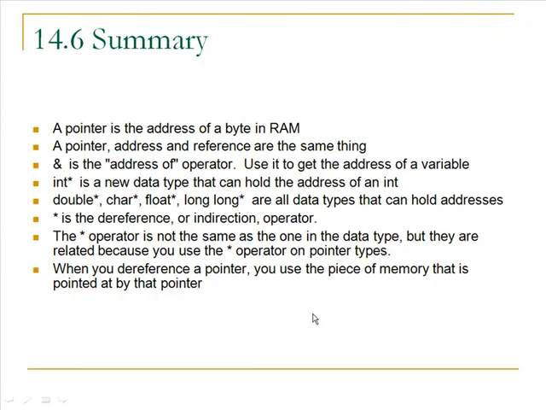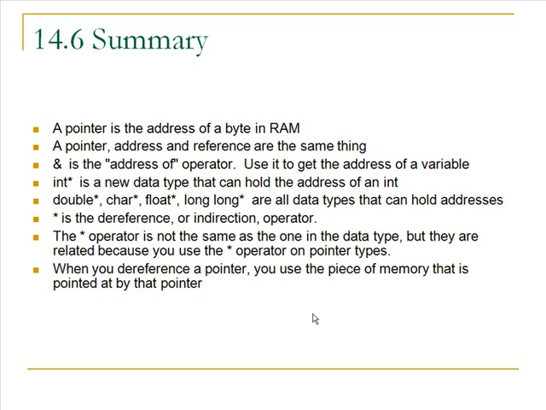So here's a summary of what we've accomplished in this segment. The pointer in C is nothing but the address of a particular byte in RAM. So pointer, address, reference, these are the same thing. The ampersand is the address-of operator. So we can ask the program at runtime, what is the address of our variables? We have a new data type, a pointer data type, for example, int pointer, double pointer, car pointer. All of these are data types that can hold addresses.